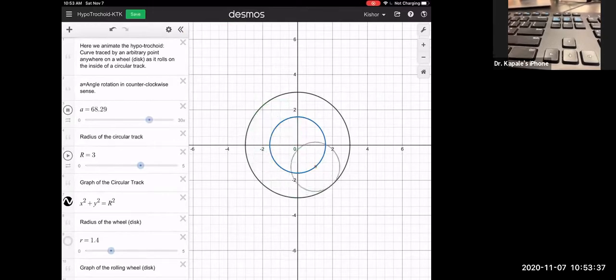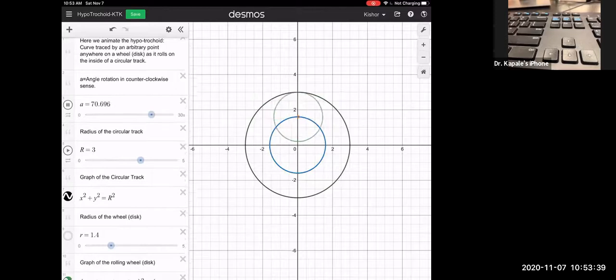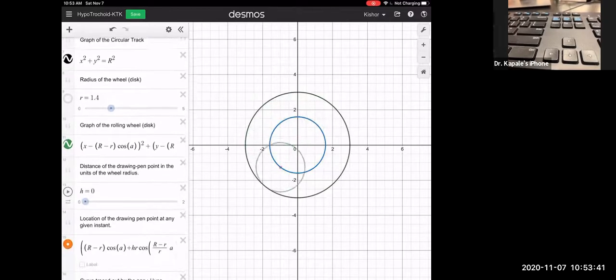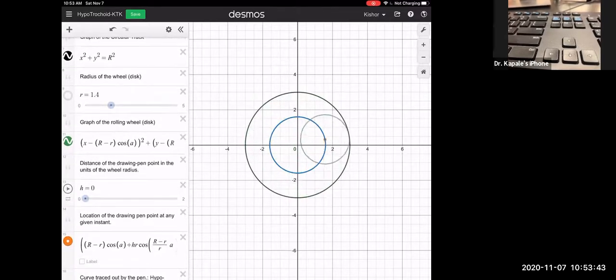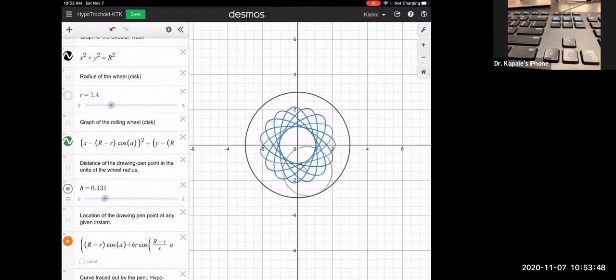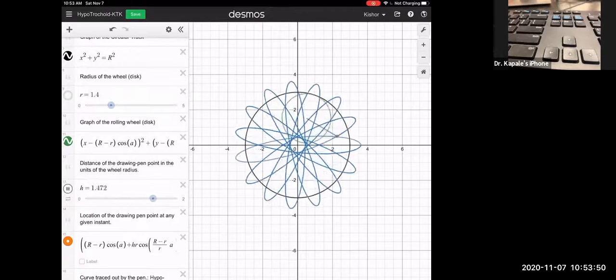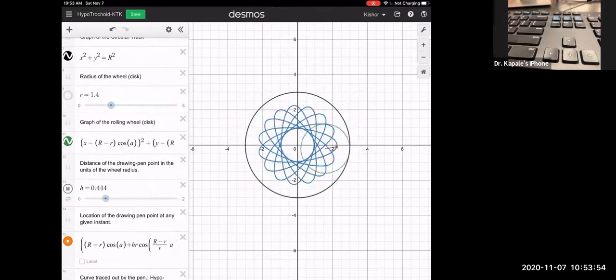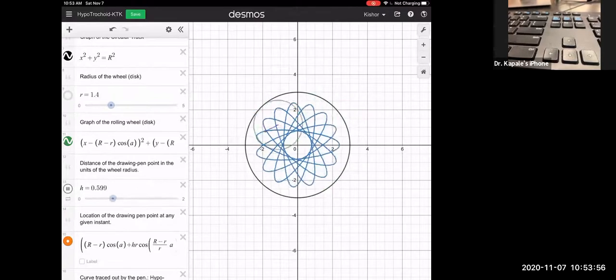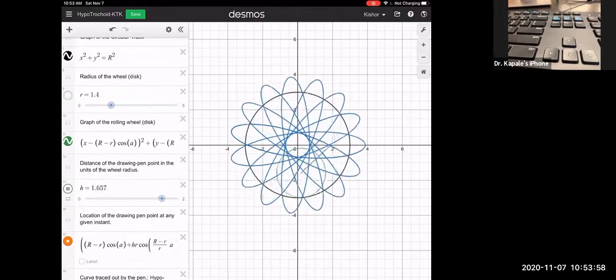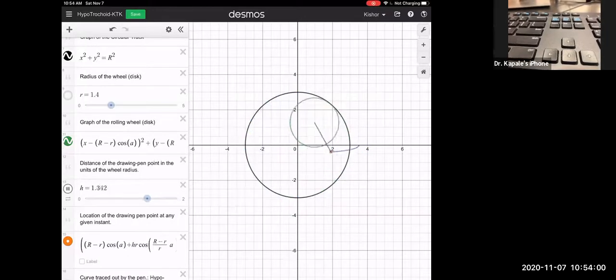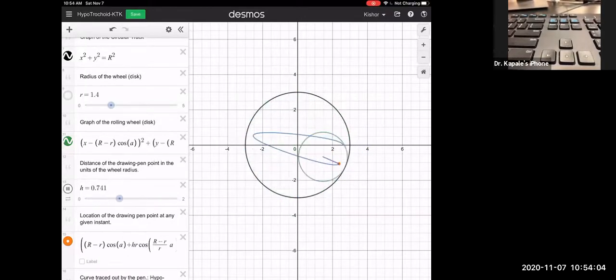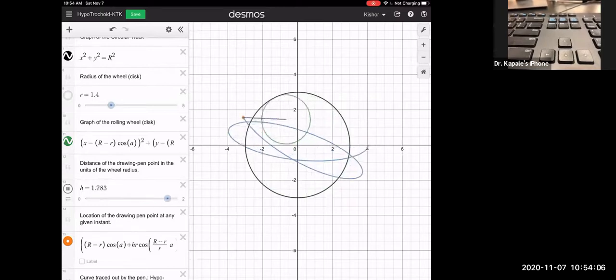This one is a specific case where I took the drawing pen to be at a location of 0. So I'm going to show you a very cool graphic that you cannot make with any of your spirographs. These are multiple spirographs all connected together because I'm changing the point at which is making the drawing dynamically.